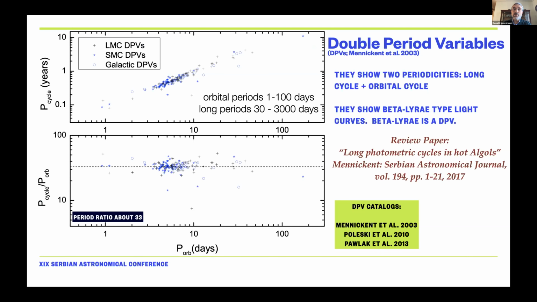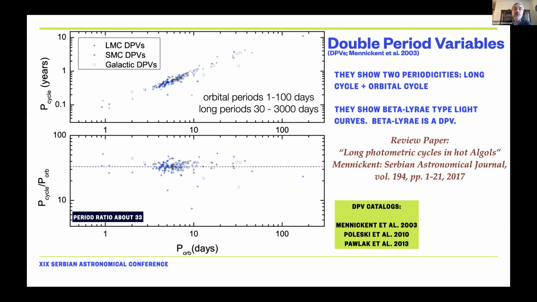We discovered a sample of stars showing, beside the orbital period, a long cycle. And more interestingly, we found a kind of correlation between the orbital period and the long cycle in this system. At present, we have more than 250 of these double periodic variables. In this graph, we show DPVs, or double periodic variables, in the Large and Small Magellanic Cloud, and also our galaxy.